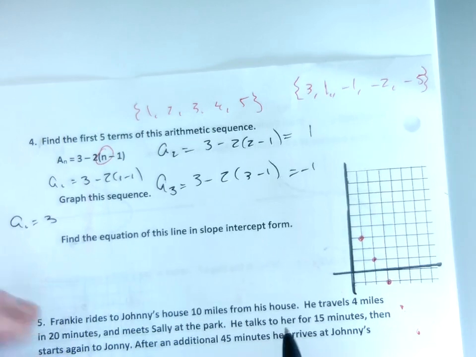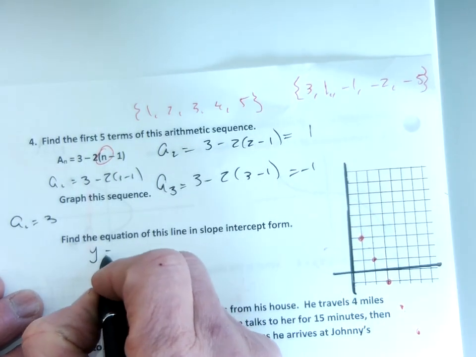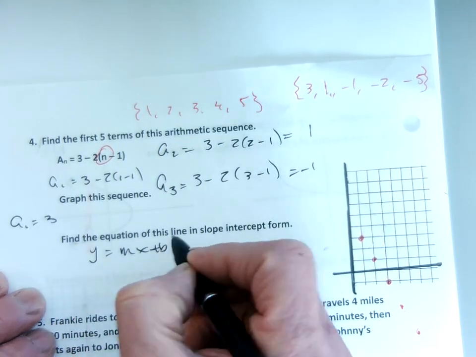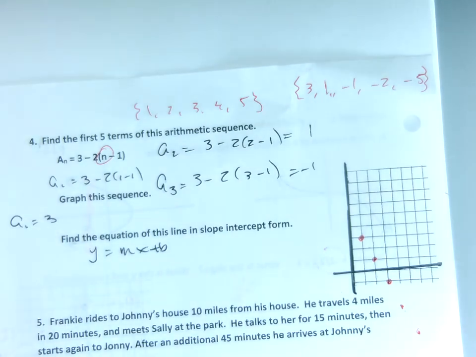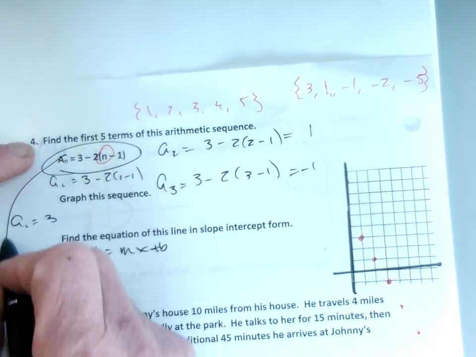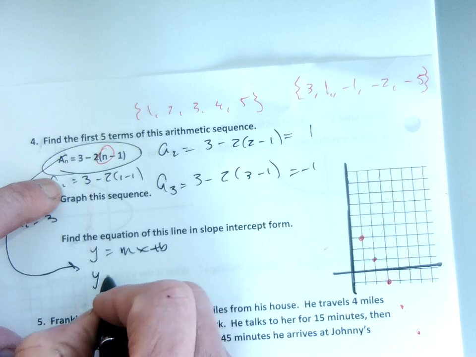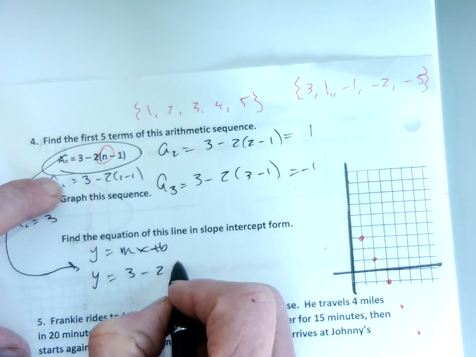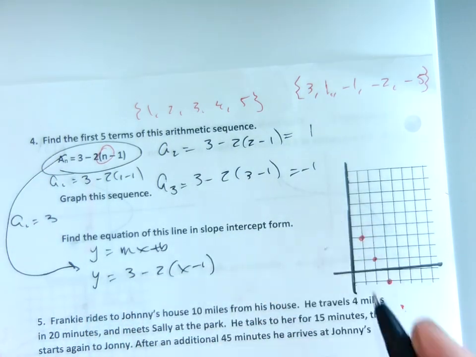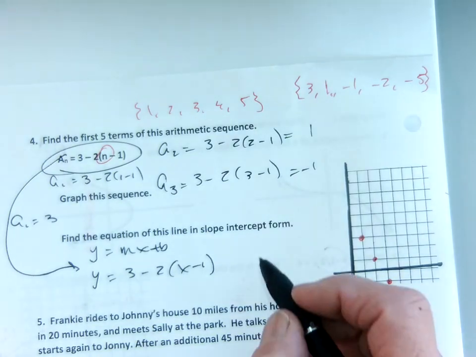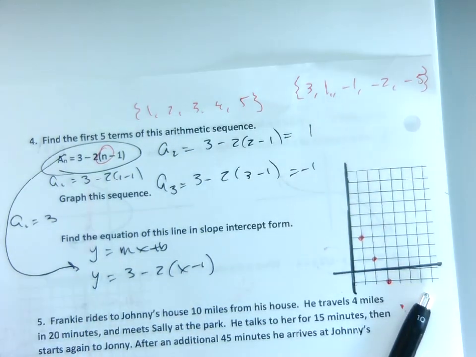So let's change it. I really need it to be y equals mx plus b. So let's change this into y and x. So I'll go y equals 3 minus 2 times x minus 1. So I change it into slope-intercept form. I need to change it into y equals mx plus b.